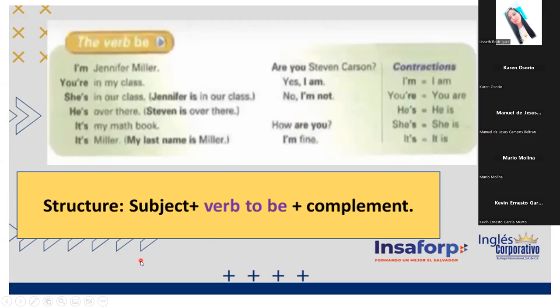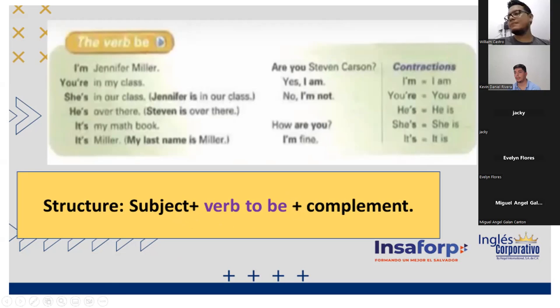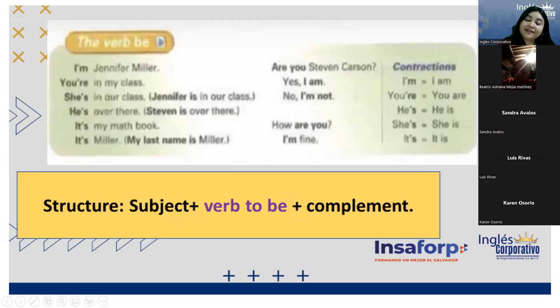Structure. Structure. Subject, verb to be, plus complement. Perdón, el más se dice plus en inglés. Plus. Yes. Structure: subject plus verb to be plus complement. Excellent, thank you.